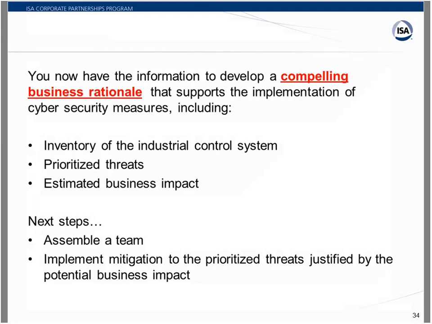So we talked about developing a compelling business rationale, an inventory of the system, and how we prioritize the threats by using a risk analysis, estimating that business impact. With those two things in hand, you're ready to do the next step, which is developing mitigation techniques, and that would be applying firewalls, applying policies. You're going to assemble a team. Your IT staff or IT individual is an excellent resource. They might have a lot of these things they can help you out with.